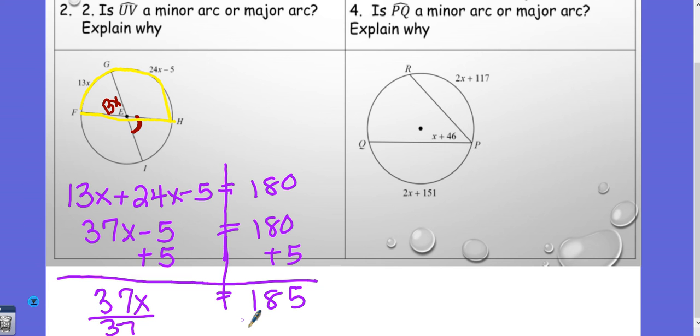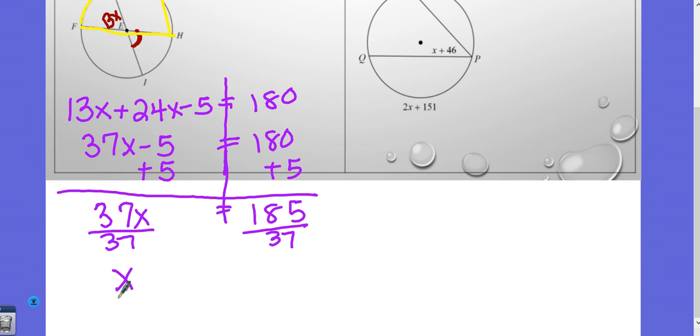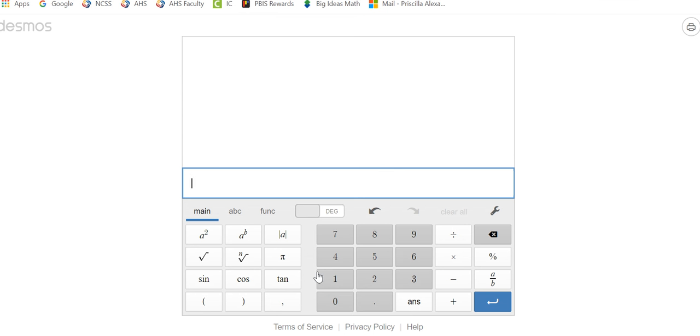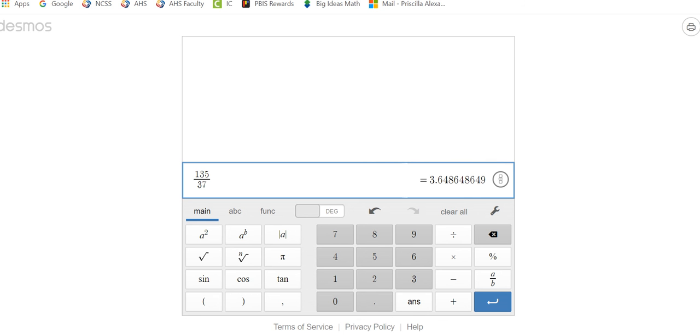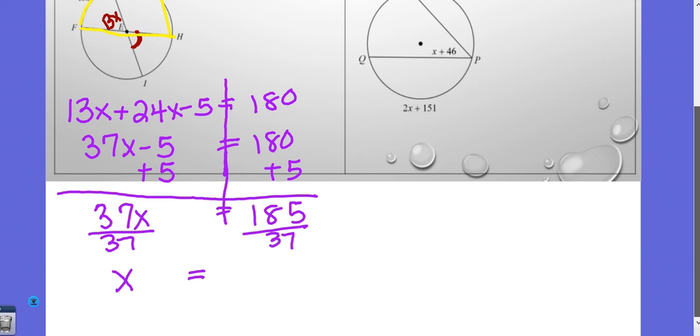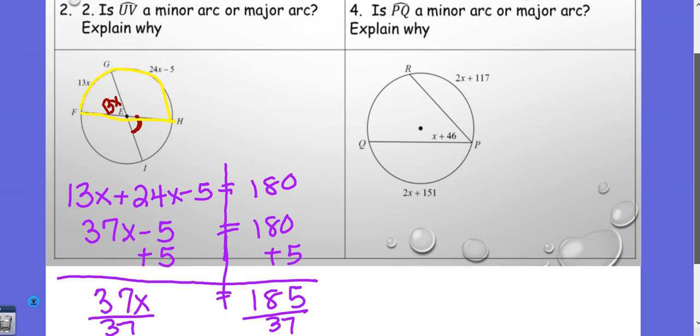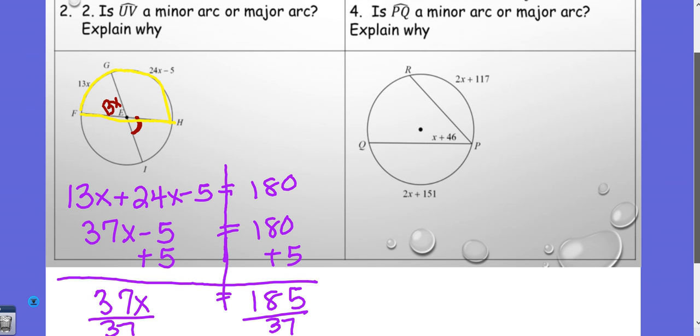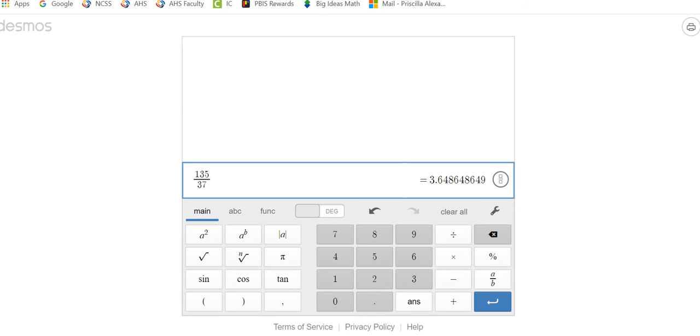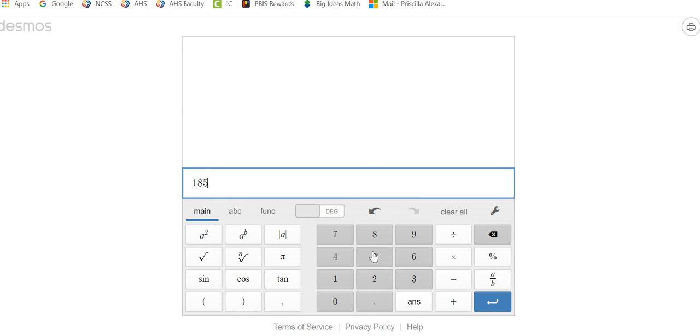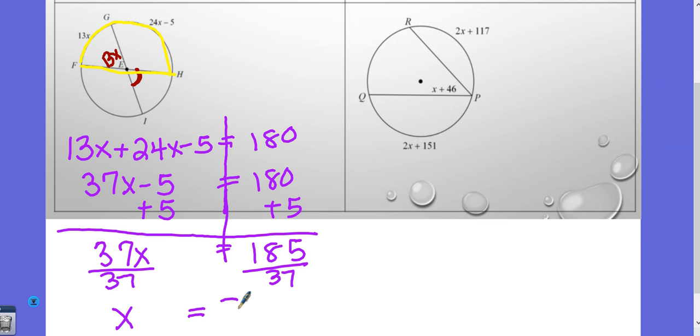Divide by 37, divide by 37. Let's go see what x is. Let me make sure I did this correctly. 13x plus 24x minus 5. 13 plus 24, that's 37. And then 185. Oh, I did 135. 185 divided by 37 equals 5. Okay, so x equals 5.